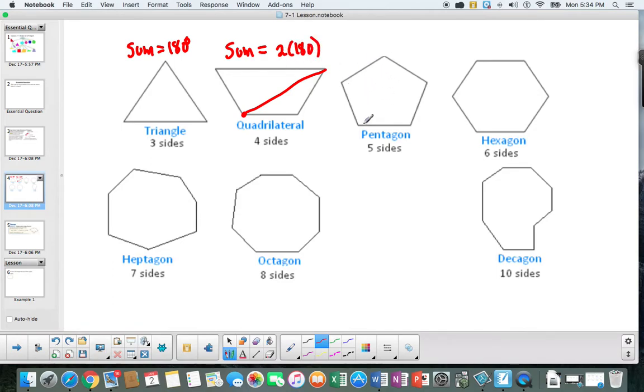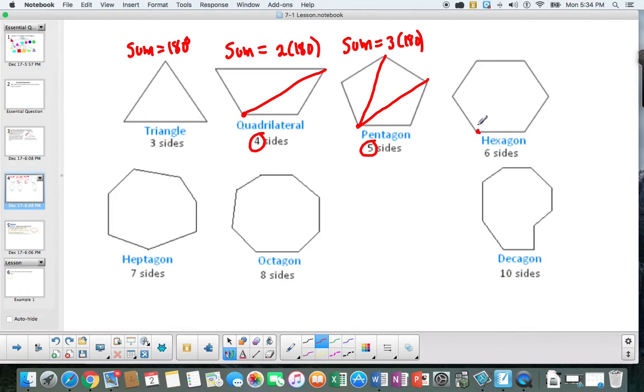When I start at this vertex and draw all the diagonals I can from this one vertex, it creates 3 triangles. So the sum of all the interior angles will be 3 times 180. Now, notice that this has 5 sides. Notice it has 3 triangles. 4 sides, 2 triangles. Hexagon.